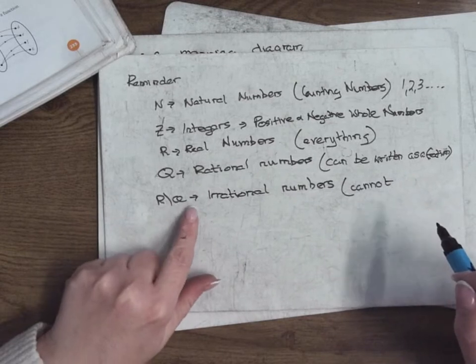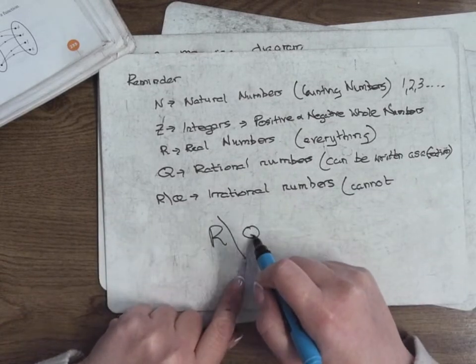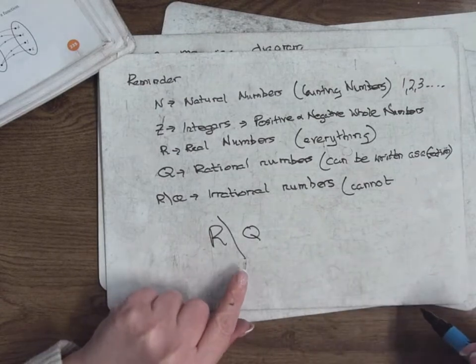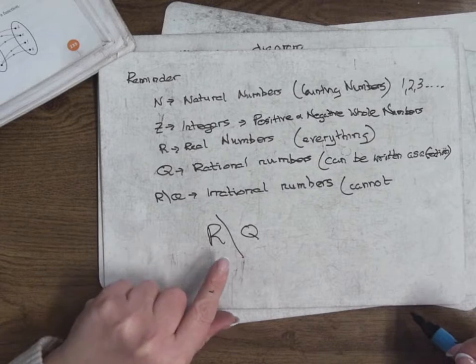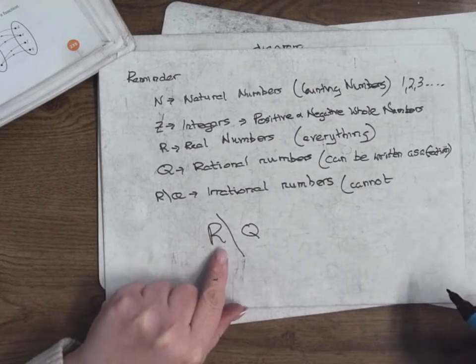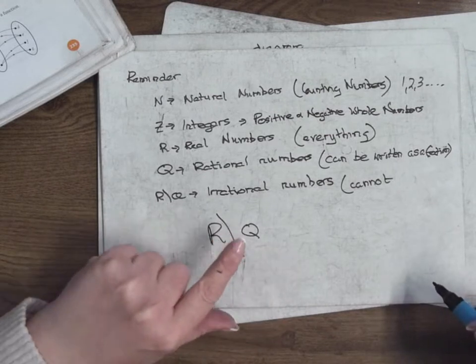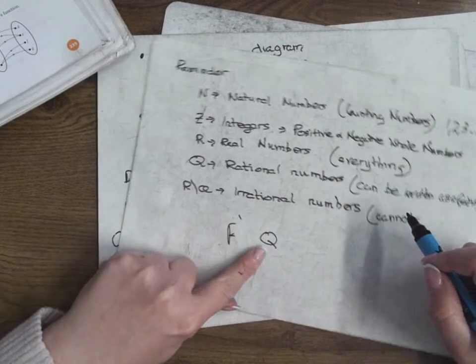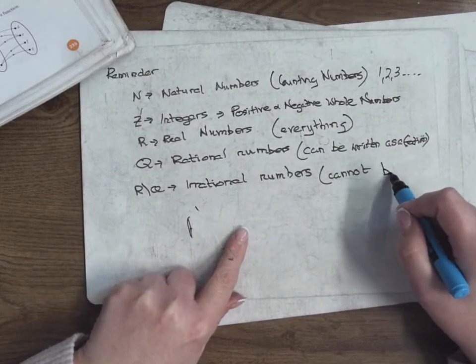R less Q. You know the set sign, R less Q. You remember in sets, I know I'm probably going back to second year now, right? R less Q means start with all of R and take out all the fractions. So if you have everything and you take out everything that can be written as a fraction, you get what's left, which is any numbers that cannot be written as a fraction.